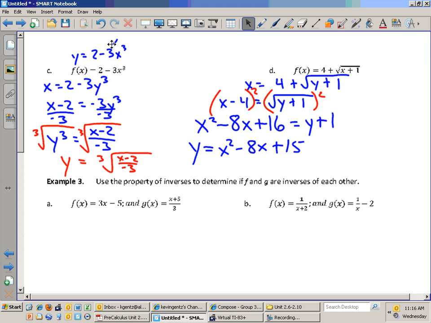Parabola. Does that pass the horizontal line test? No. So we've created something. Watch what happens here. The square root function, like this, just has one half of the parabola, right? When I squared it, I created the other half of the parabola. Pull out your calculators and you'll see what I mean.